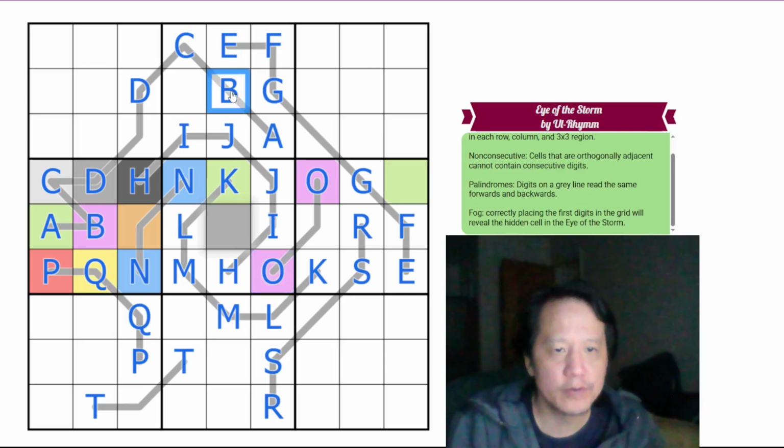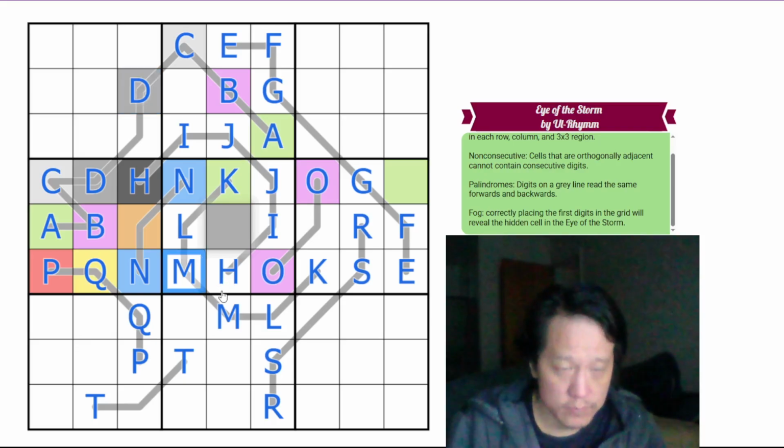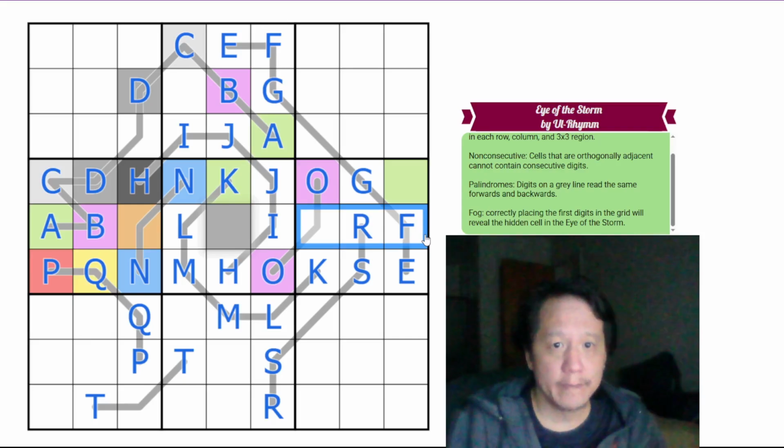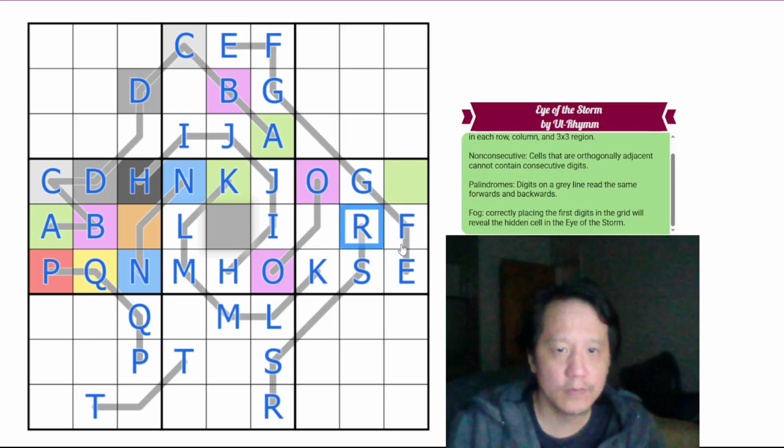Does that help? That matches this. This is B. This is green. This is light. This is medium. Blue is here. Blue is here. So blue has to be one of these three. It's either here or it's R or it's F. Okay.